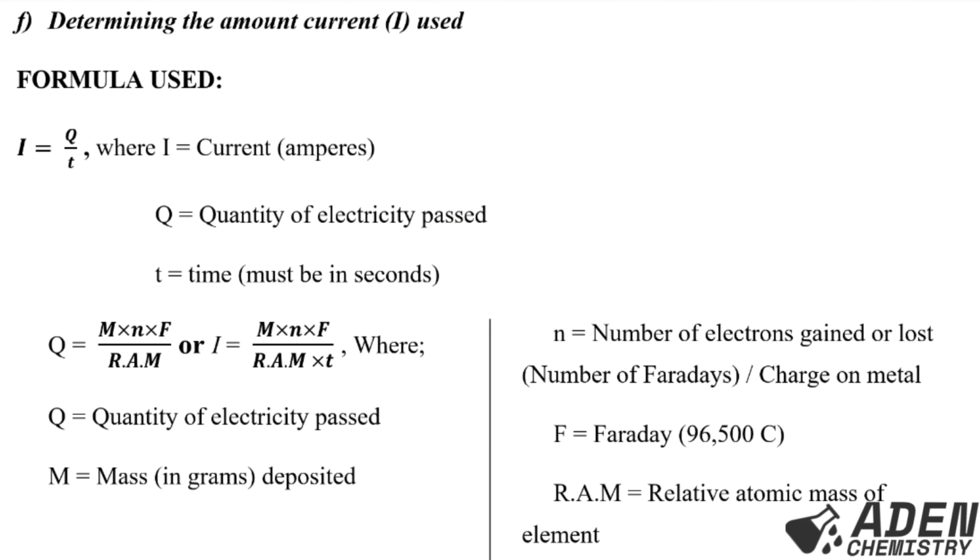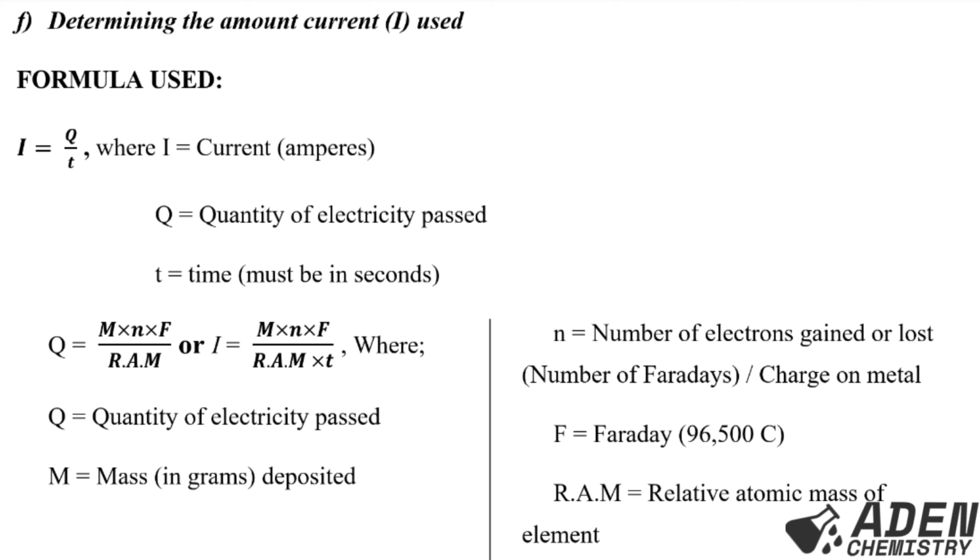That's the first formula. The second formula that we can use, if you want to calculate current I, is I equal to M times N times F divided by Rm multiplied by T, where Q is the quantity of electricity passed, M is mass in grams deposited, N is the number of electrons gained or lost, that means the number of Faradays or the value of the charge of the metal, F is Faraday, which is equal to 96,500 coulombs, and Rm is the relative atomic mass of the element. Or you can use the formula we were using to calculate quantity of electricity, Q equal to M multiplied by N times F divided by Rm. Then when you get Q, you take I, which is equal to that Q divided by time.